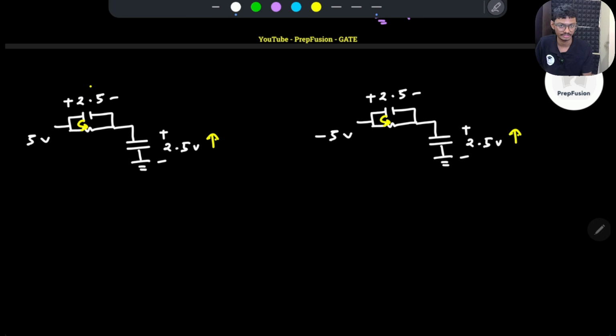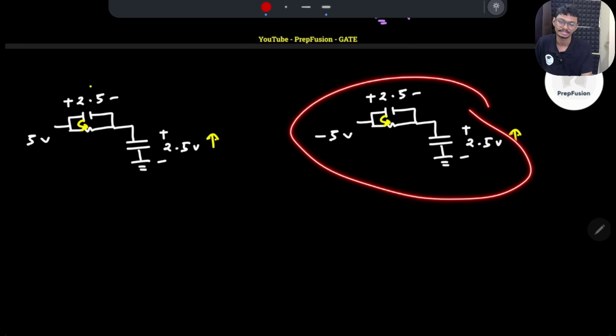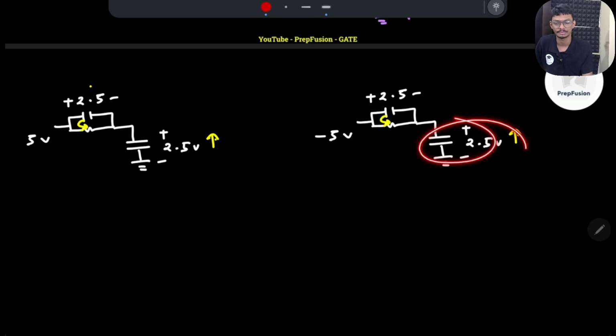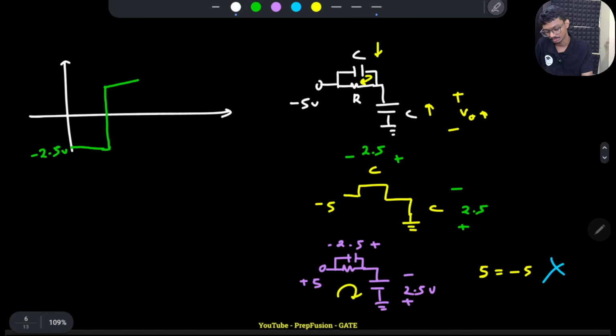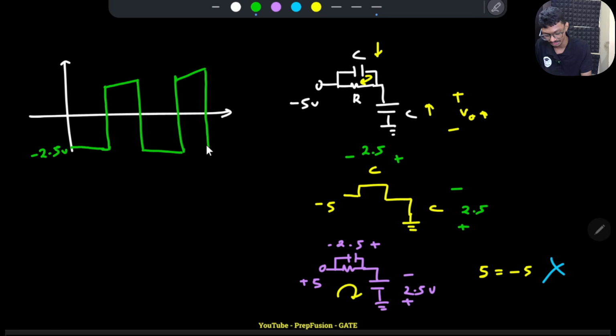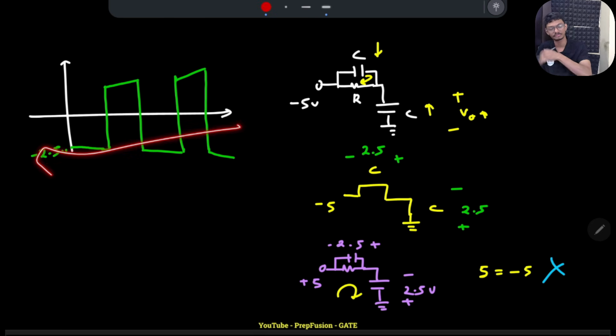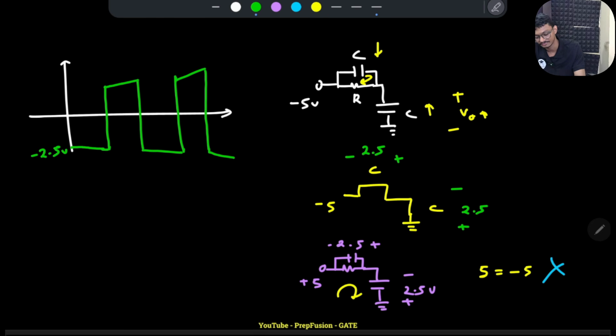Again you will see KVL is violated. Minus 5 is equals to plus 5. So hence there will be impulse current, and they will charge both the capacitors to minus 2.5, and this will follow. This will keep on repeating. So as such, there is no transient for this particular example. The waveform is repeating from t equals to 0 plus itself.